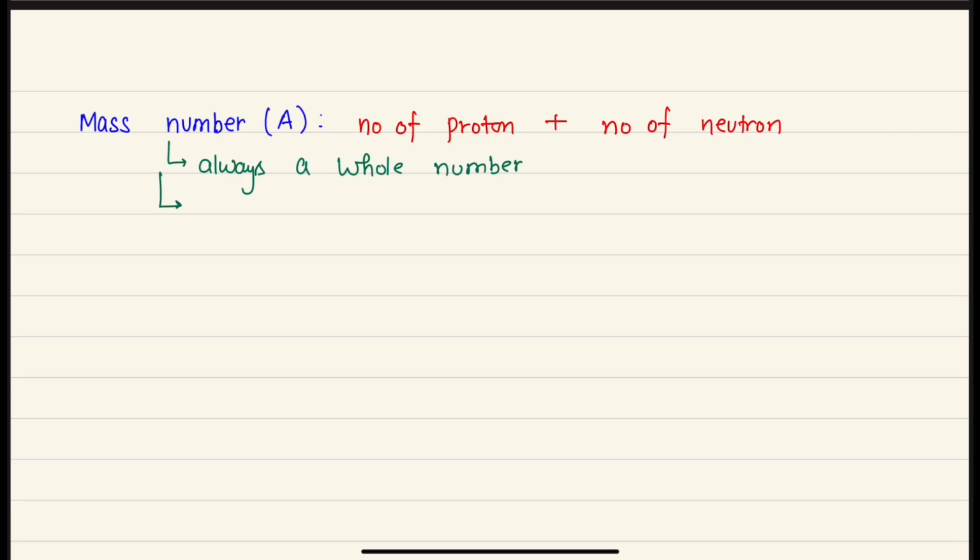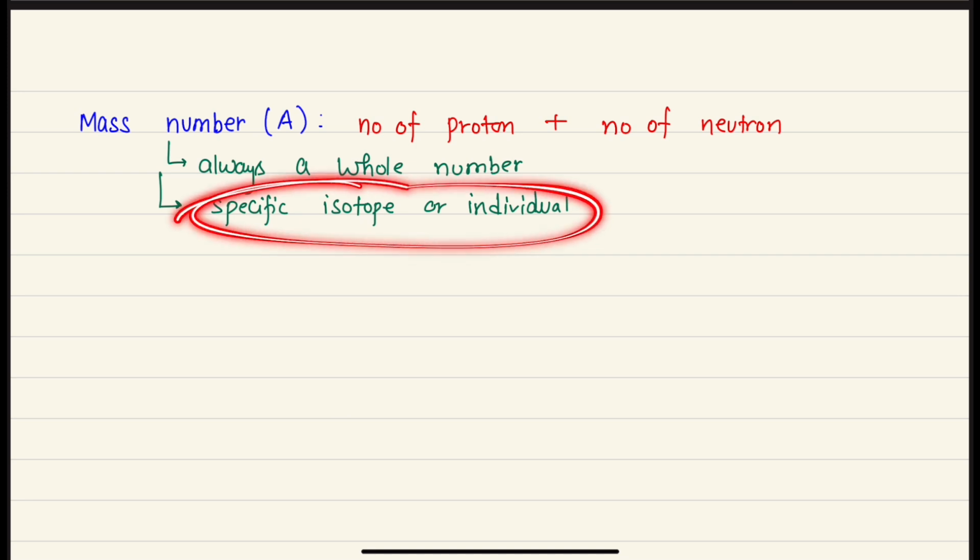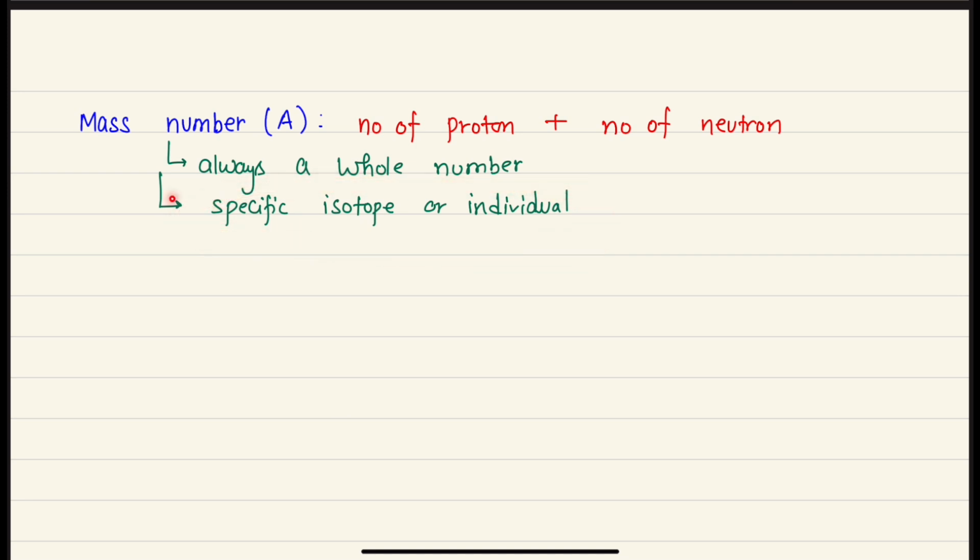And mass number we define for a specific isotope or individual atom. We will discuss it in more detail: what is called isotope and what this line means. I will tell in very detail. So mass number is always a whole number, and we define it for a specific isotope or individual atom.